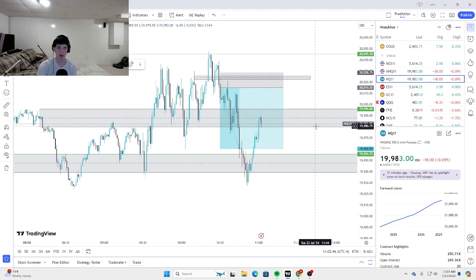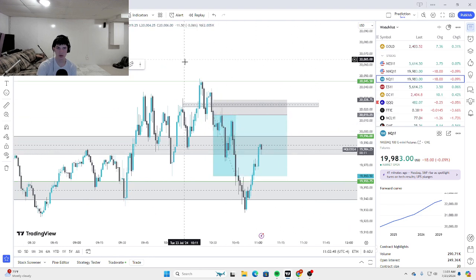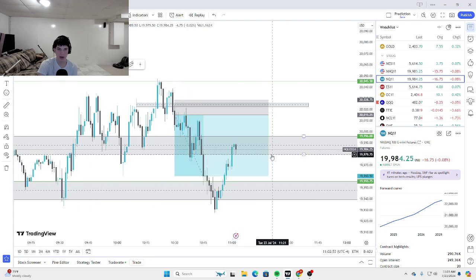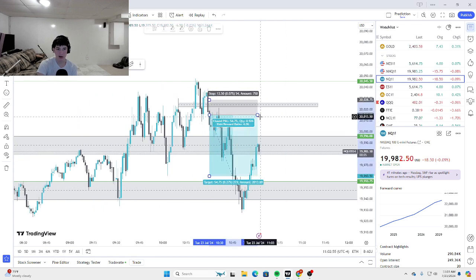Like I don't know how to explain it, but that just shows, especially during New York, because during New York there's a lot of volume. So I should be hitting a trade pretty fast.